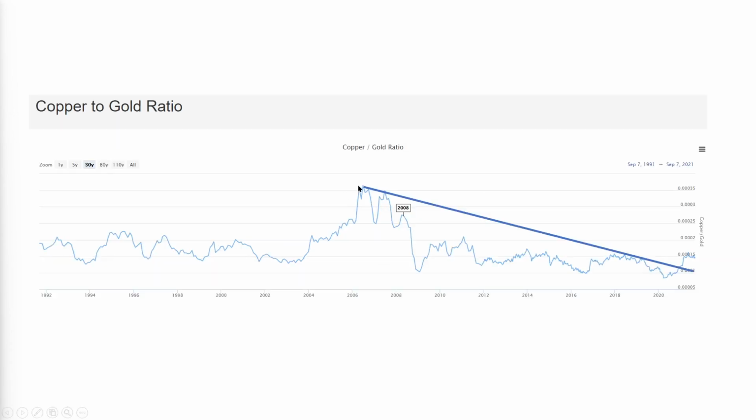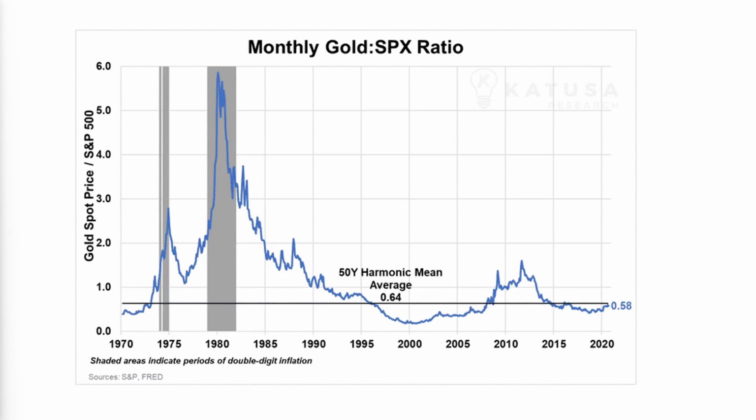Looking at the copper to gold ratio, breaking out since the mid-2000s to the upside. Copper should outperform gold. This also extends all the way back into the 1970s. It's a huge chart pattern, and we just broke it recently, where copper could do some outperforming. Massive outperformance.